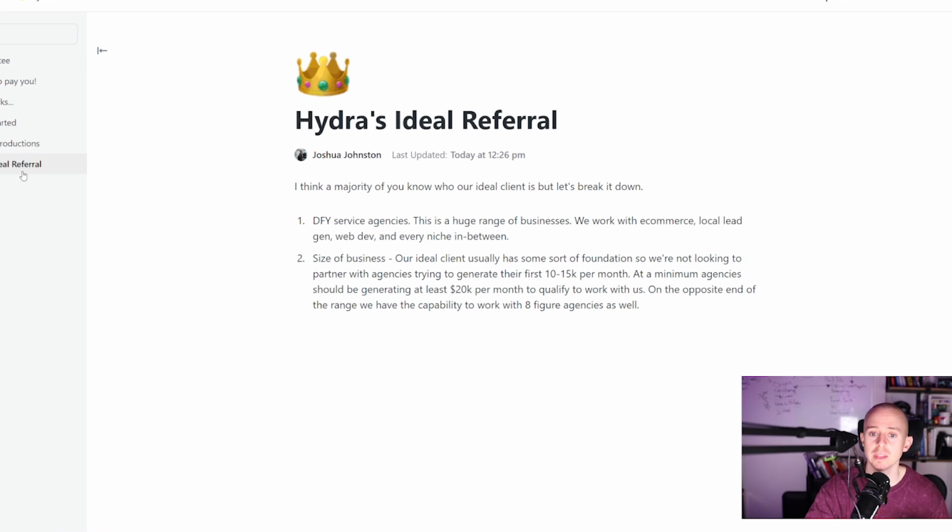This is another segment that we could probably build out even more, but done-for-you agencies, a huge range of businesses. We work with e-commerce, local lead gen, web dev, every niche in between. And then size of business, our ideal client normally has some sort of foundations. At a minimum, we're working with agencies that produce at least 20K per month. Anything under that normally isn't a good fit for us. And then on the opposite end, we have the capabilities of working with agencies that are doing 8 figures plus.